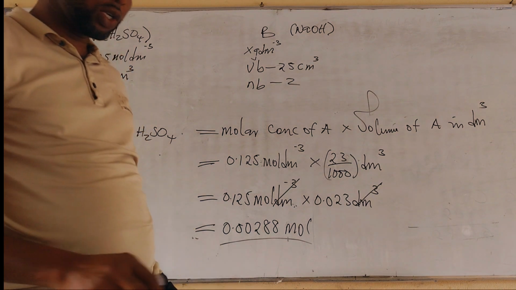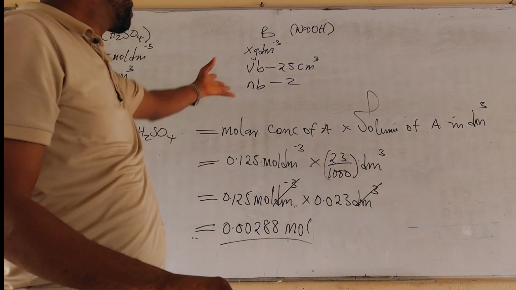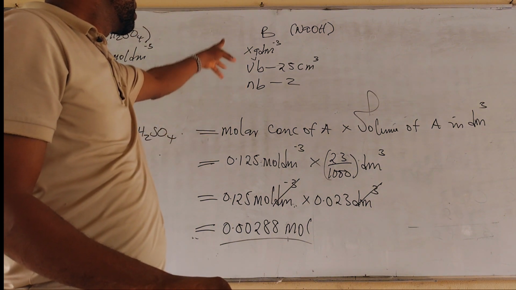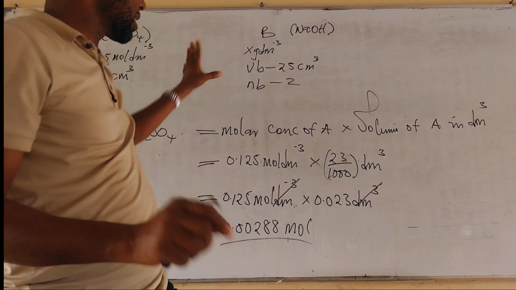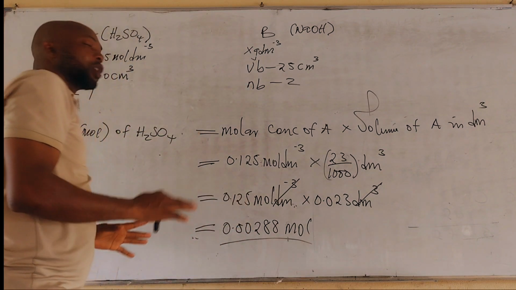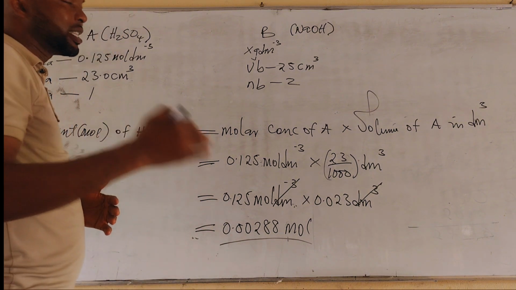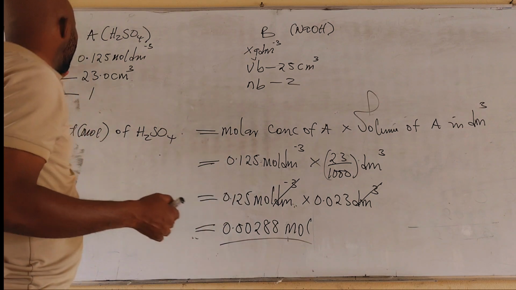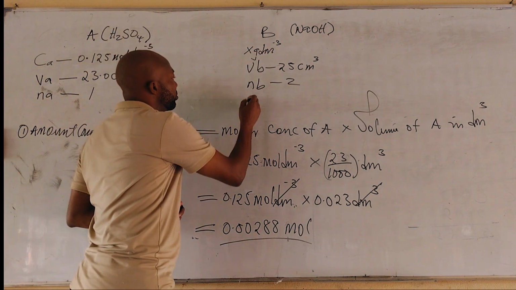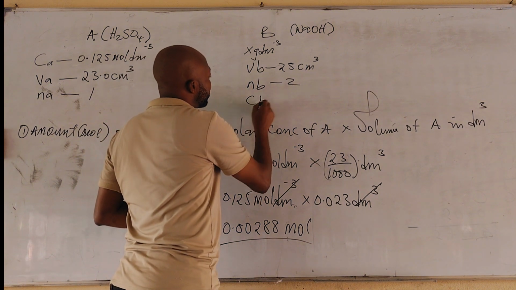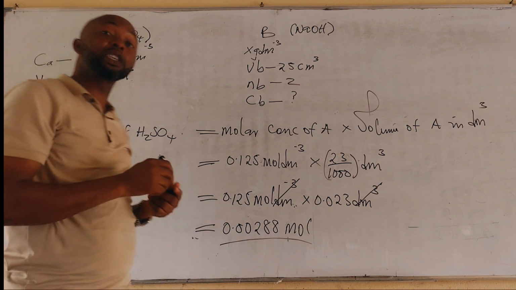Now let us look at the second one, concentration of B in mole per dm cube. If you look here, you see that the concentration of the base is not given in mole per dm cube. That is what we are required to find. So we begin to look at the various formulas which we can use. Now, if we want to use the CAVA formula, we have the concentration of the acid, the concentration of the base we don't know, which means that would be our unknown, what we are looking for.